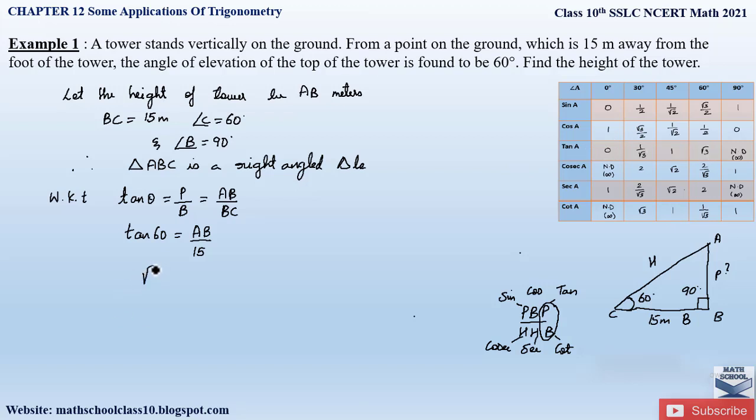So we will write here root 3 is equal to AB by 15. When you bring this 15 to the right hand side, it comes in the multiplication form. So root 3 into 15 is equal to AB, or AB can be written as 15 root 3 meters, right? Therefore the height of the tower is 15 root 3 meters. So this is how we solve this example.